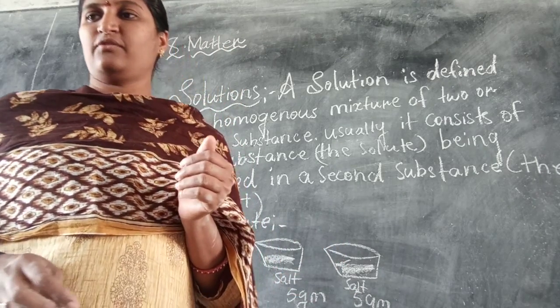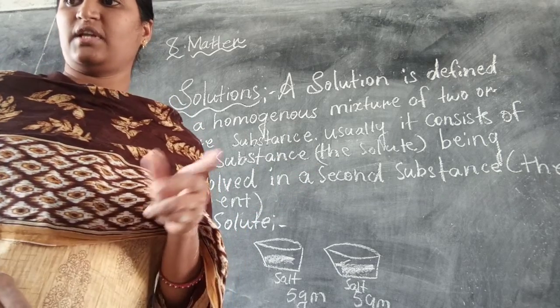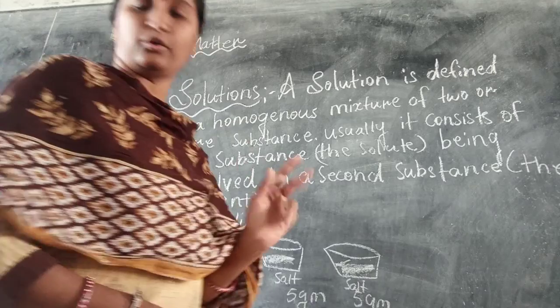Next, place 15 ml of water and alcohol in separate cups. Place 15 ml of water and alcohol. You have to take another 2 cups.